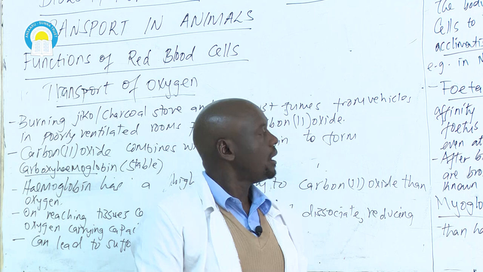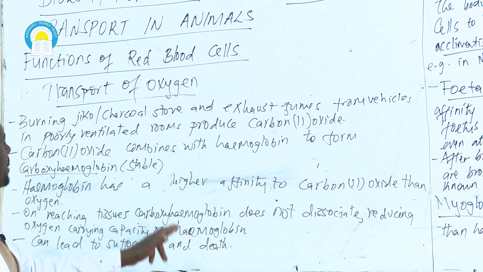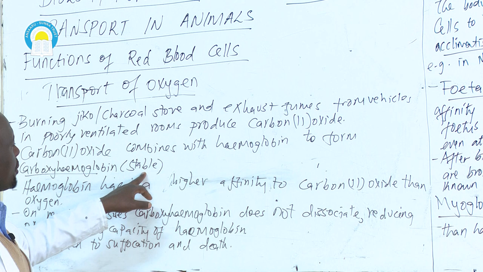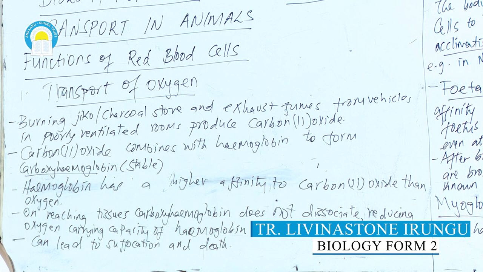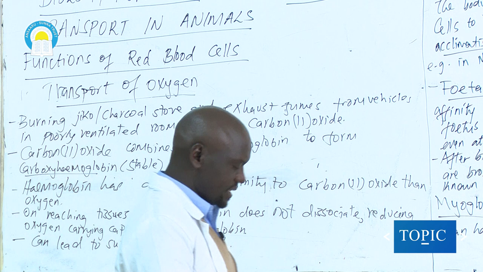And we have said we are reducing oxygen carrying capacity because carboxyhemoglobin is more stable than oxyhemoglobin. That means that carboxyhemoglobin will not be broken down. So we are going to reduce the hemoglobin that is available to supply oxygen to the tissues.